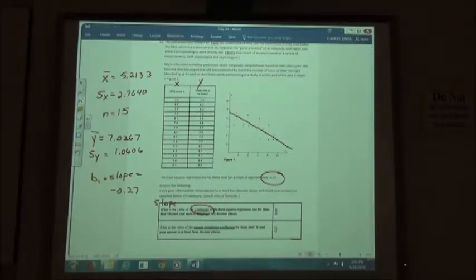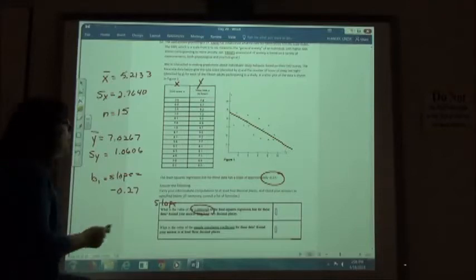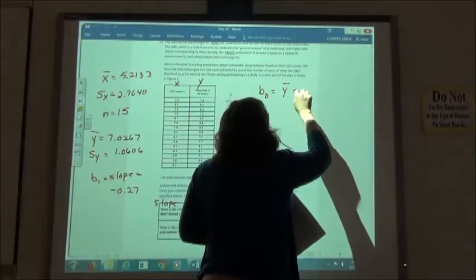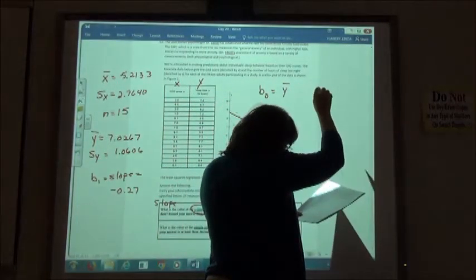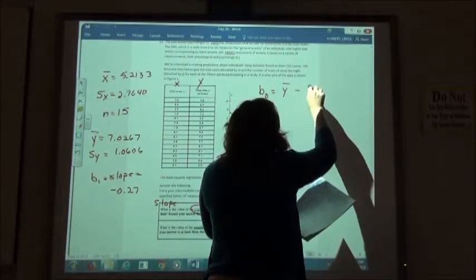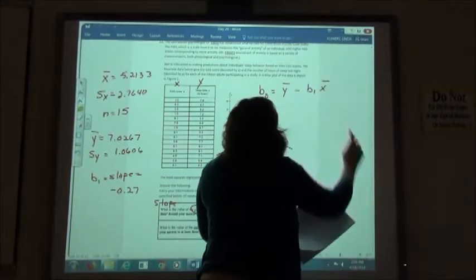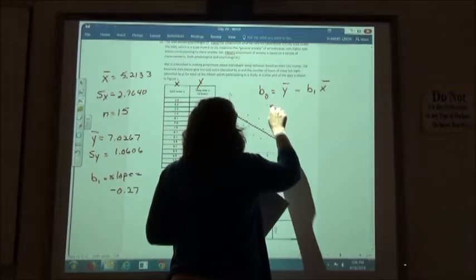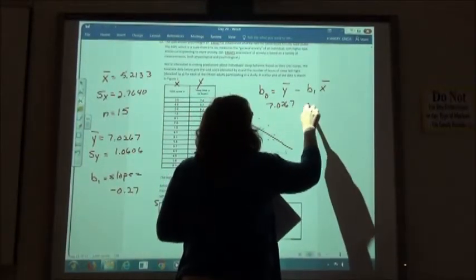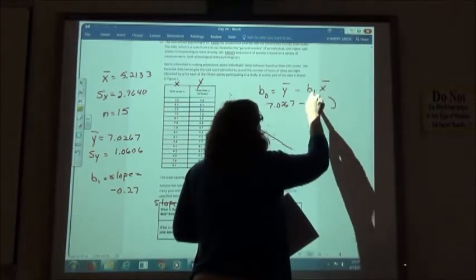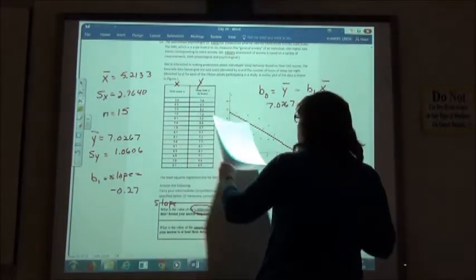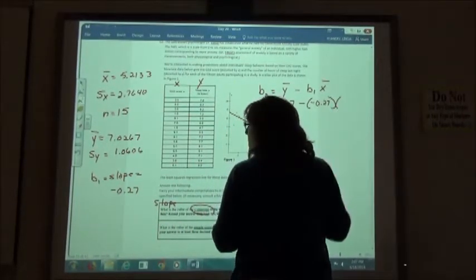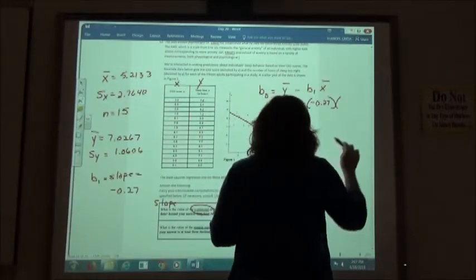So since we do know what the slope is, we can then go to the formula to find out what B0 is. B0, we said, was the mean of y minus the slope, which is B1, times the mean of x. So in this case, my mean of y, 7.0267. I'm going to subtract the slope. In this case, my slope is negative. So I'm going to subtract a negative 0.27 times my mean of x, 5.2133.